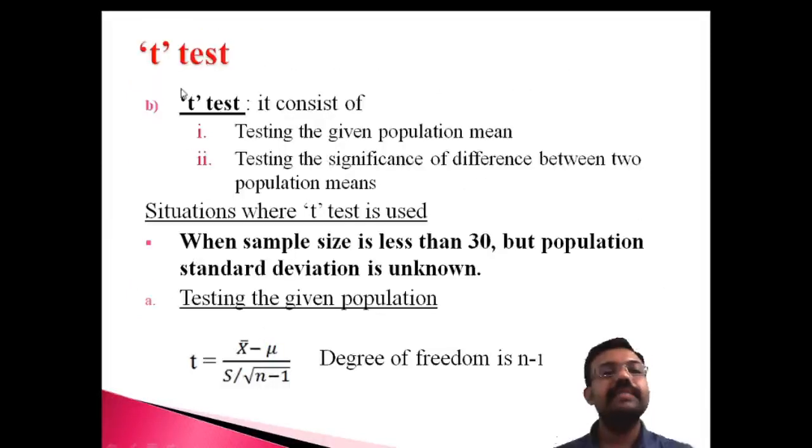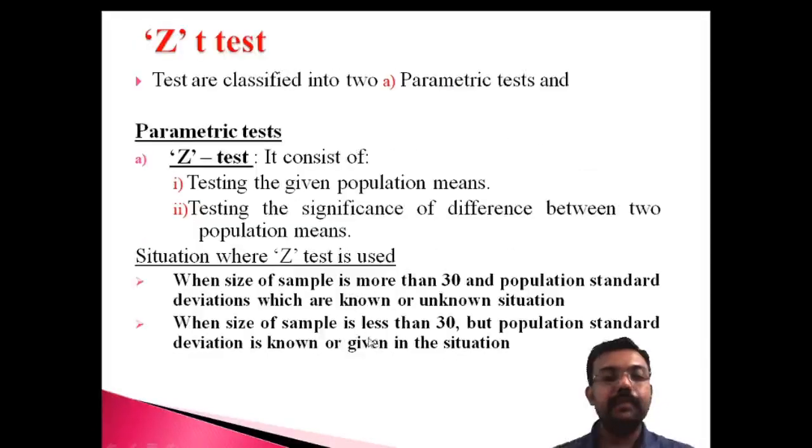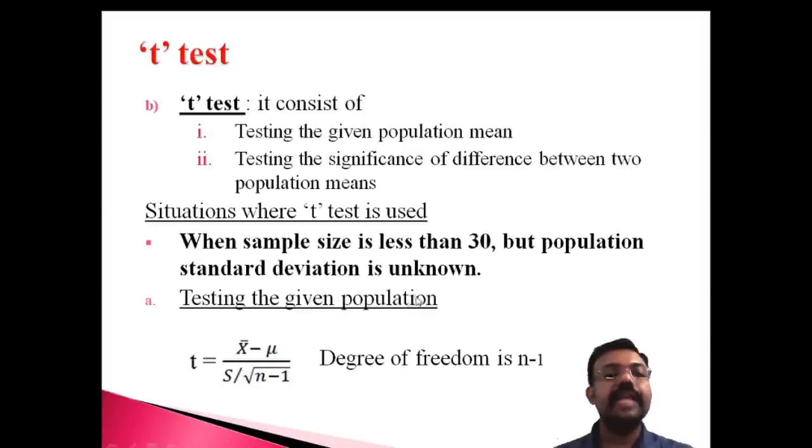Okay, and similarly the t-test. The t-test is a brother of the Z test. The same situation: a test given the population mean, and a significant difference. And the situation is very important: when the sample size is less than 30 and the population standard deviation is unknown, we use a t-test. If n is less than 30 and the population standard deviation is known, we can use the Z test. If the population standard deviation is unknown, we can use the t-test. Okay, so that is the rule for the t-test. This is a very important rule.